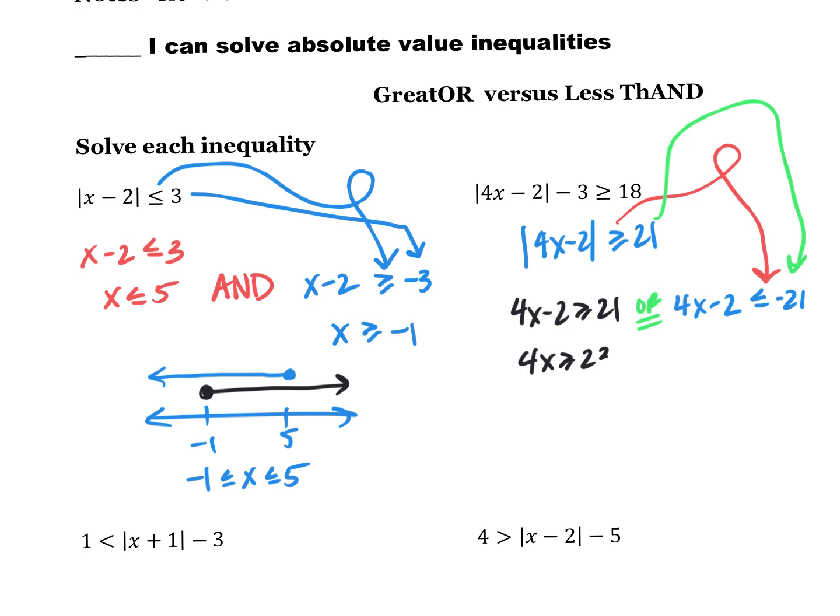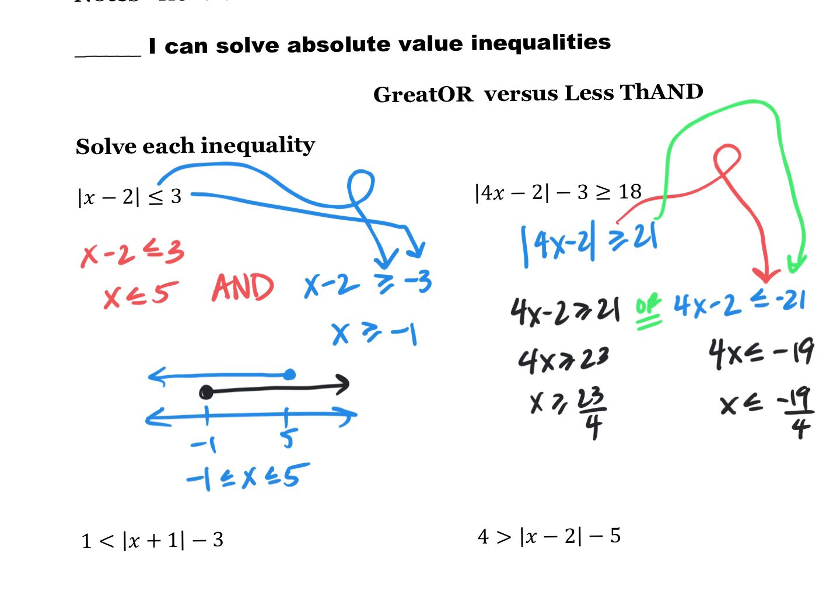4x is greater than or equal to 23. Keep going, Lob. It's going to be x is greater than or equal to 23 over 4. Perfect. I don't care what that decimal is. Great. Let's do the right-hand one. It's going to be 19. Yep, negative 19. Then x is less than or equal to negative 19 over 4.